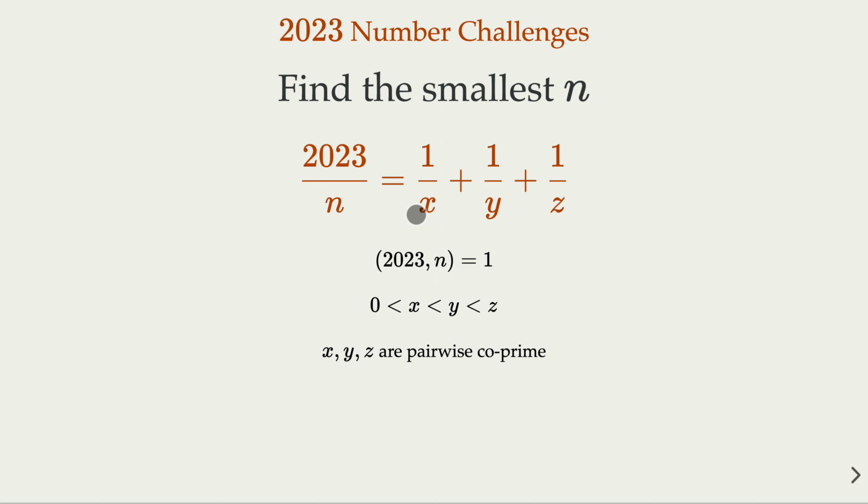For that reason, we assume that x, y, z are pairwise coprime, no common factors. And n and 2023 are coprime. Notice that 2023 factors into 7 and 17. So here we assume n is coprime with 2023.